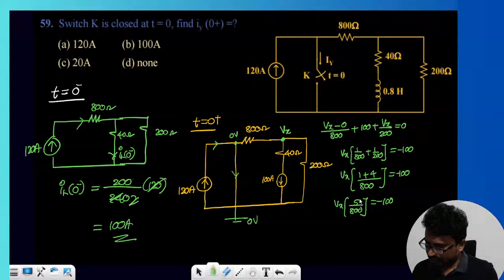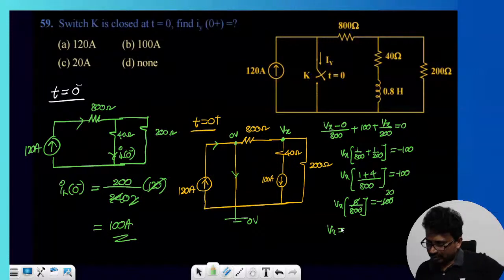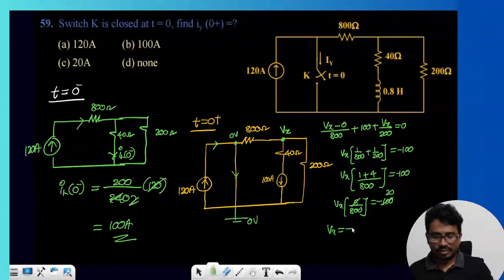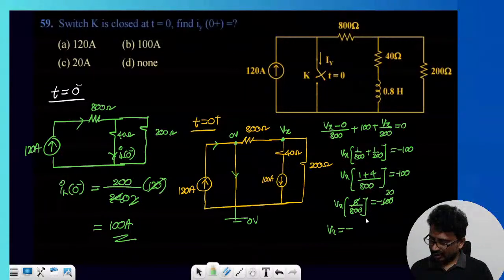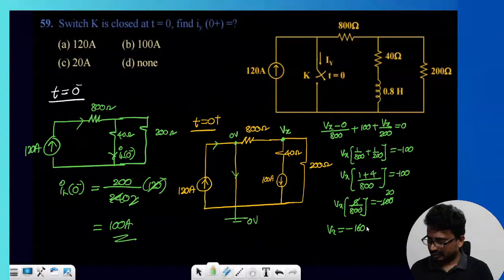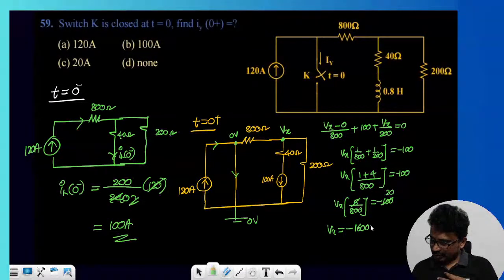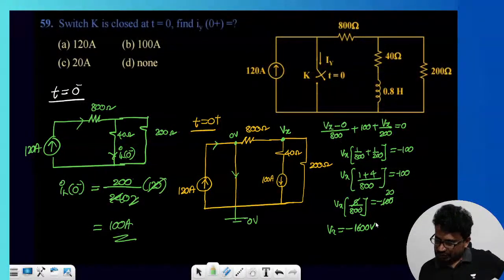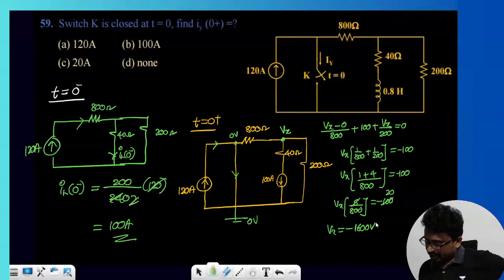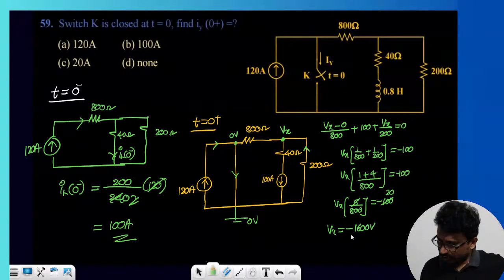So the Vx value comes to be 20 times... Why did we get such a huge value? Check it, you got minus 1600. We got this much voltage, very high voltage. So this is minus 1600 volts. Then from this we can get the currents. So with minus 1600 reversed, this current equals 8. This current is 8 amps.